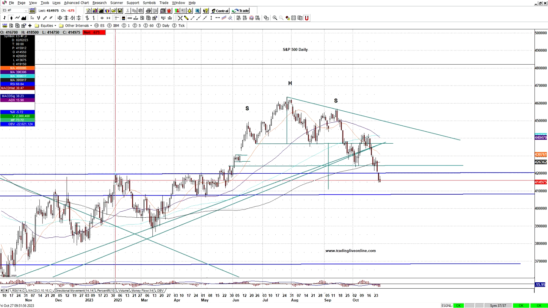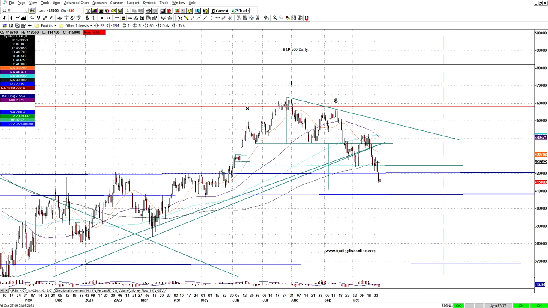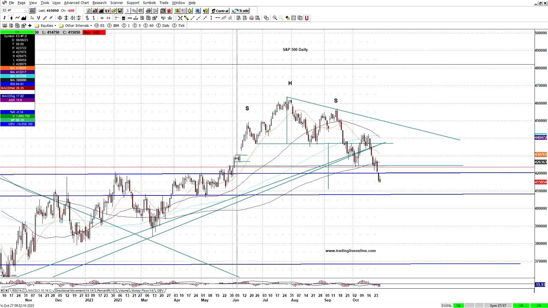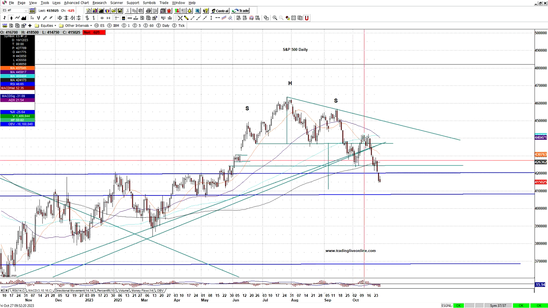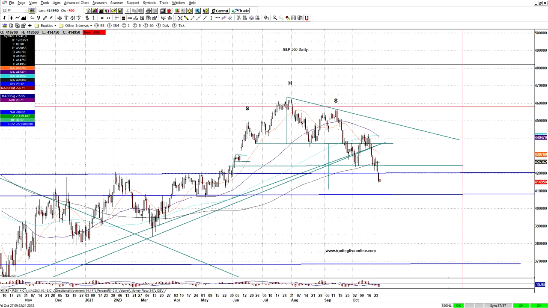I've had these horizontal lines right here marked in for a long time. You can see the break, the close right at it, then a break below. I've had a little bit of a retest back up. So this 4150-ish area was a level that I had been watching as the potential support area. We had the 4200, and here's where it climbed up from there as expected. And now we've come back below that 4200 level.